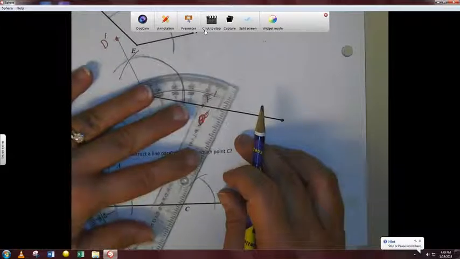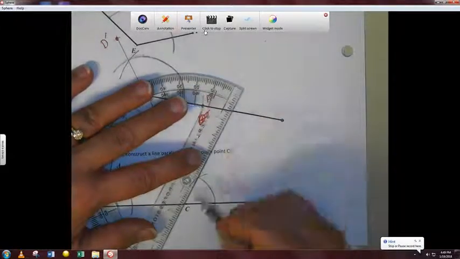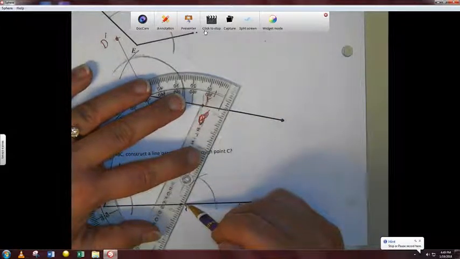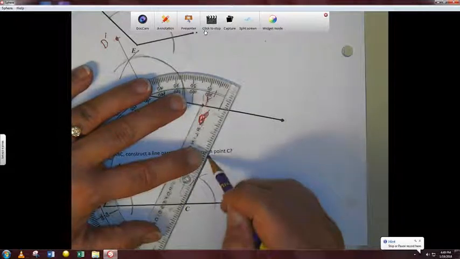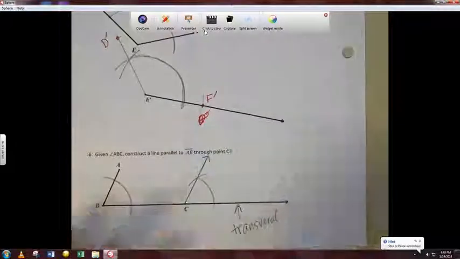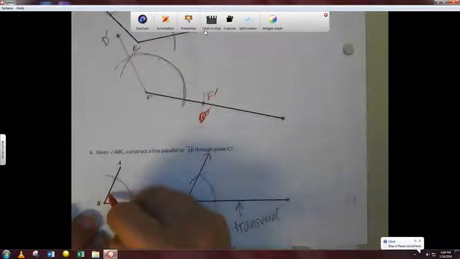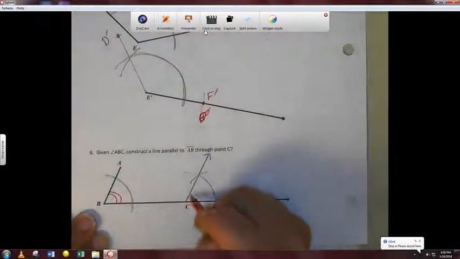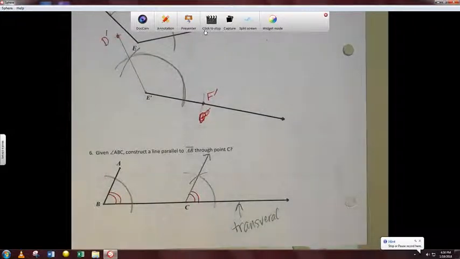And now I'm going to connect C to that intersection point, and my lines do look like they're parallel, and that's because what I did was I created two angles here that were congruent. They're corresponding angles, so that should make the lines parallel.